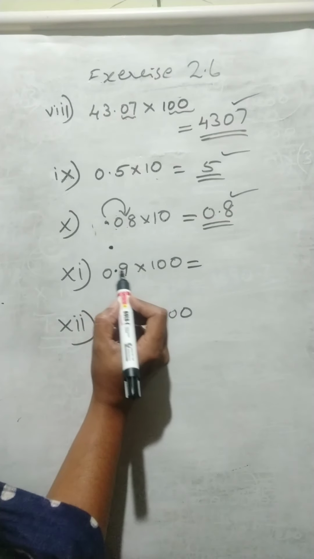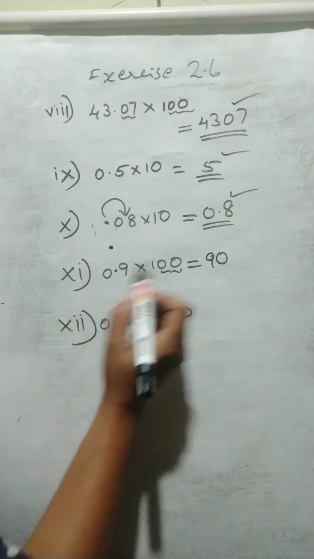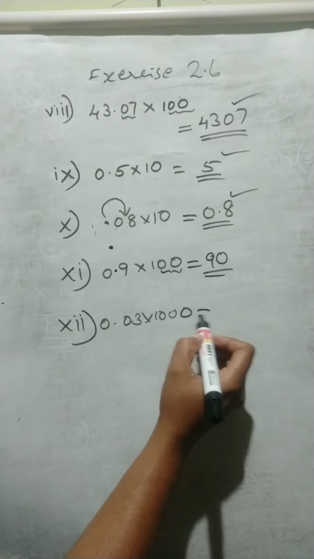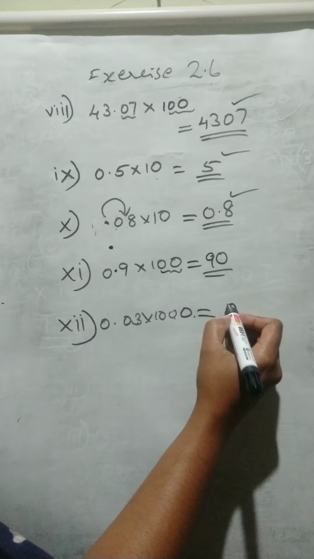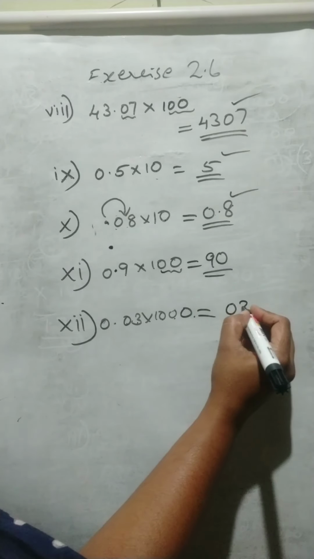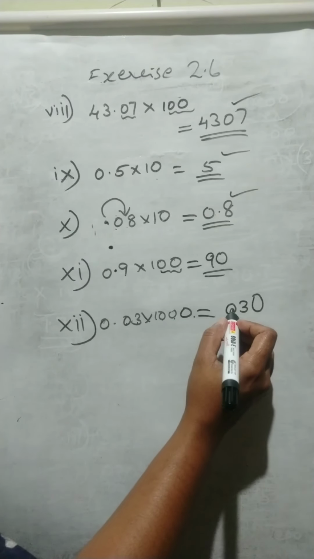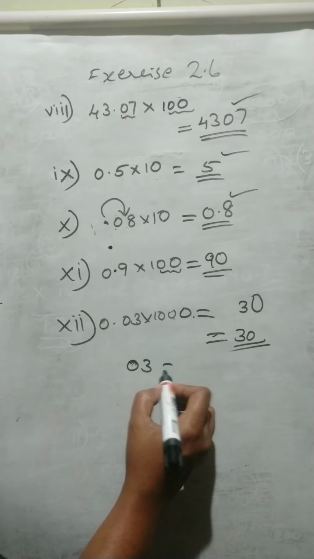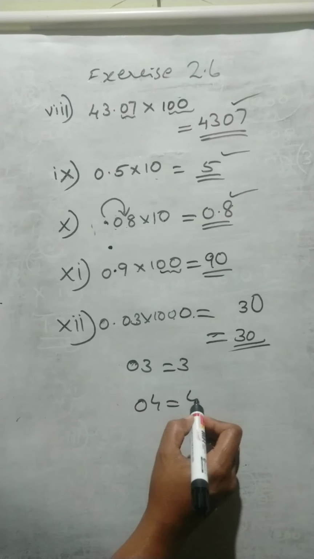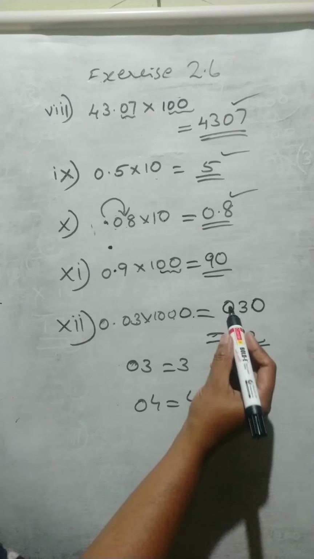Then 9 is there. But we have 2 zeros. So 90 will be there. 90.0, 90 is there. Then here 3 zeros are there. But here enough digits are not there. So 0 we can take. Then 3 we can write. Then 1 more needed. So this 0, 3, 0. Actually, there is no value for this 0. So we can write 30 as the answer. That means 0, 3, what is the answer? 3 itself. 0, 4, what is the answer? 4 itself. Like that way. 0, 3, 0, what is the answer? 30 is the answer.